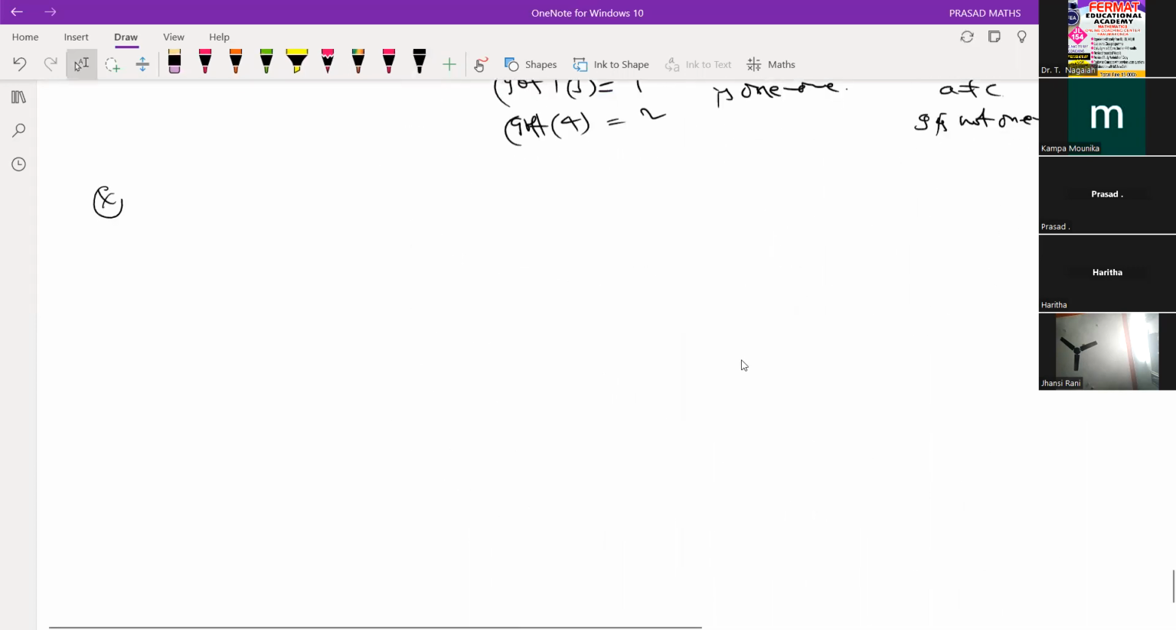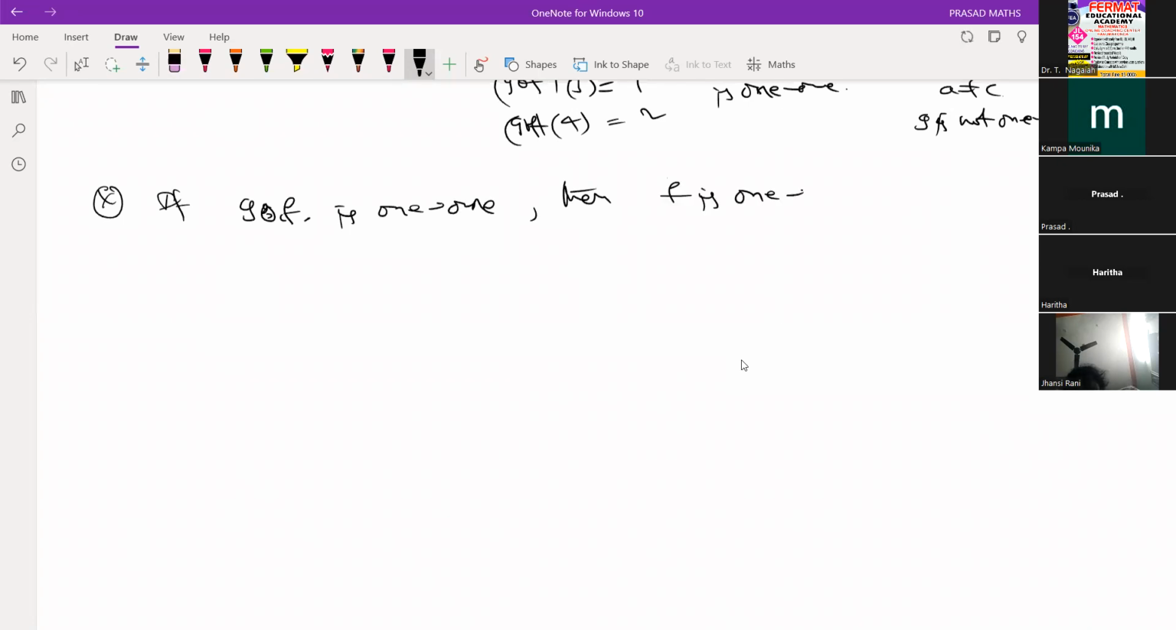So this is a property. If g circle f from A to C is a 1-1 function, that is, if the composition is 1-1, then f is 1-1 but g may not be 1-1. This property is important. All these are problems that came in CSR GATE. Very, very important. We have to give an example.